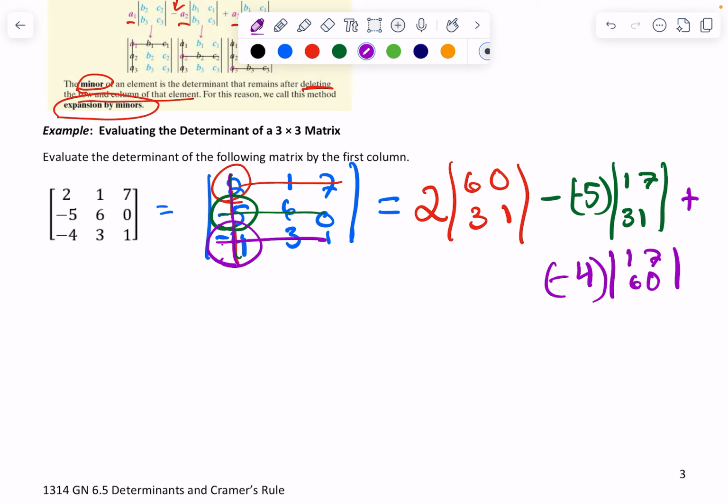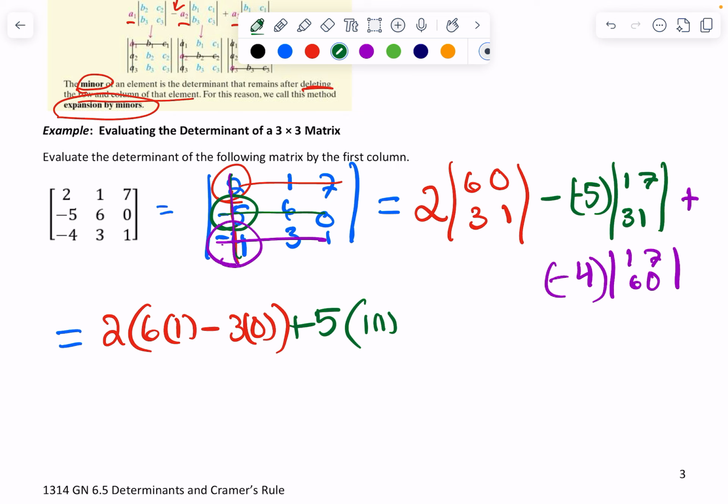Okay, now we're going to start calculating the determinant. Our first one is going to be 2 times 6 times 1 inside parentheses minus 3 times 0. Next one, we have a minus and a minus, so plus 5. Oops, I didn't close the parentheses here. Plus 5, and the determinant is going to be 1 times 1 minus 3 times 7. And our third one, positive and negative, that is going to change into a negative.